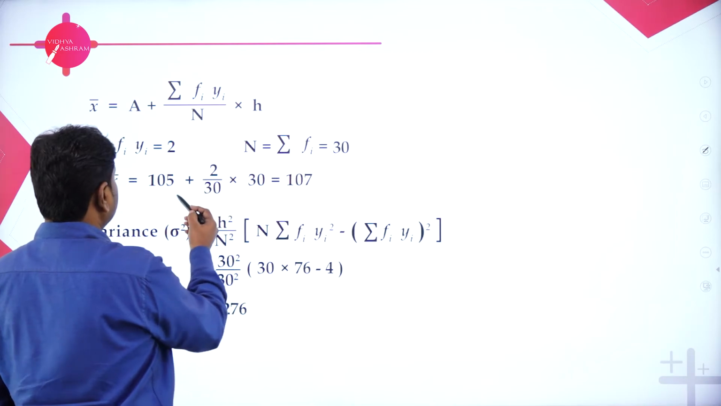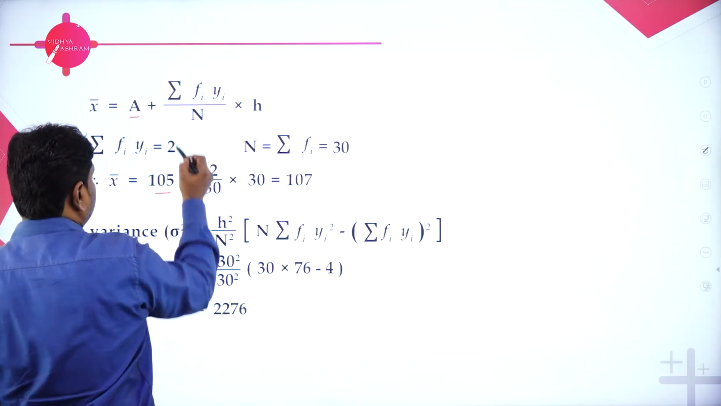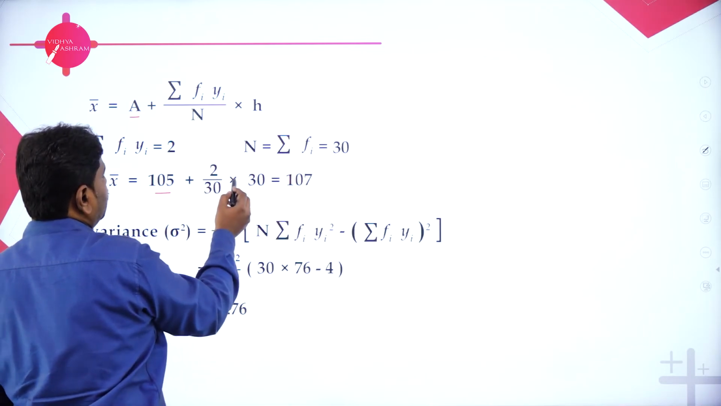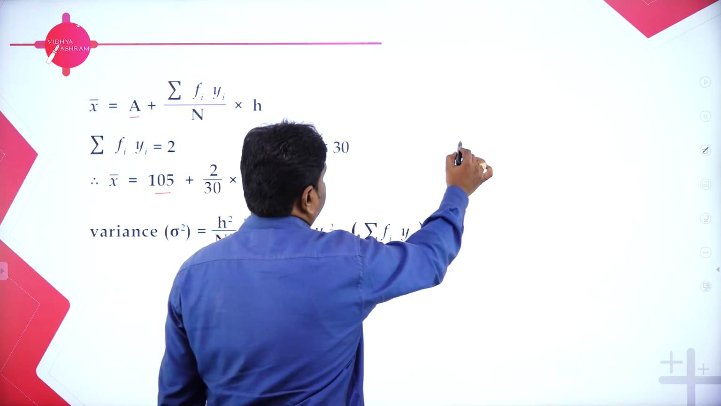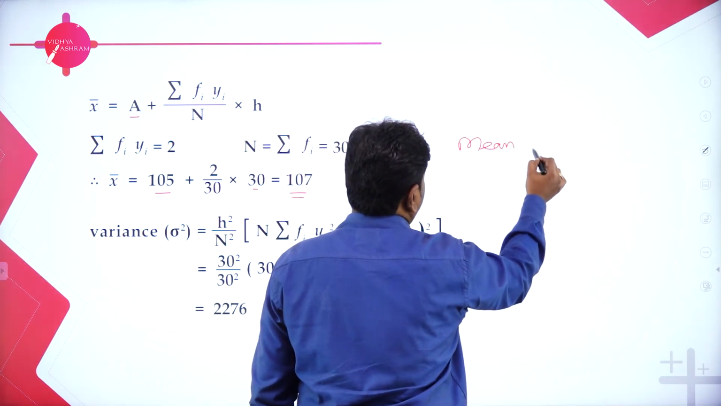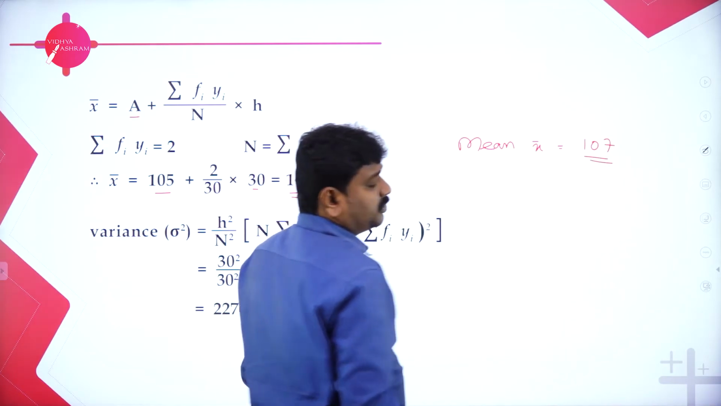Substituted 2 by 30 and assumed mean is 105. So in place of 105, from the table, 30 into class size 30, if you do, you'll get 107. So now you got the mean. What is the mean value? Mean x bar is exactly 107. This is by the shortcut method.